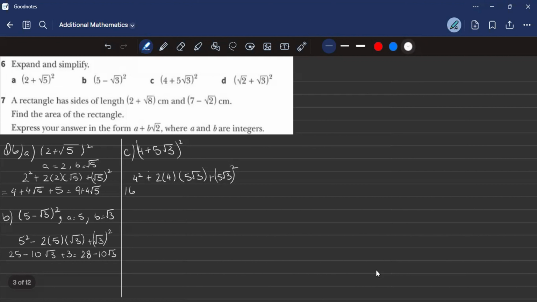Okay, so 16 plus, simplify, 4 2s are 8, 5s are 40 under root 3, plus what is 5 5s are 25 multiplied by 3. This is going to be equal to 16 plus 75 plus 40 under root 3. So that would be equal to what? 16 plus 75 is equal to 91. So 91 plus 40 under root 3 is our answer, part C, question number 6.